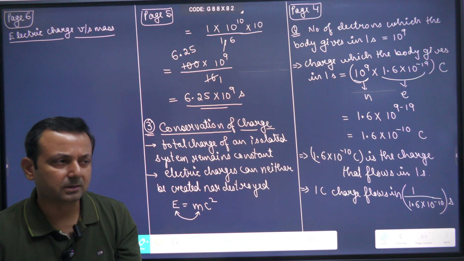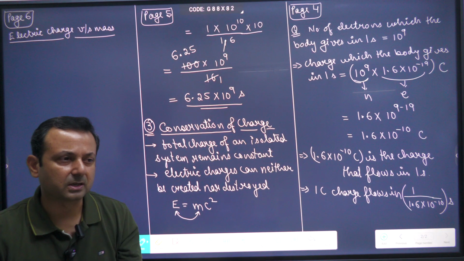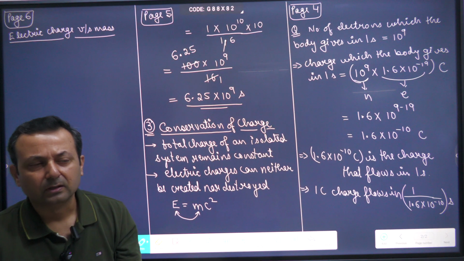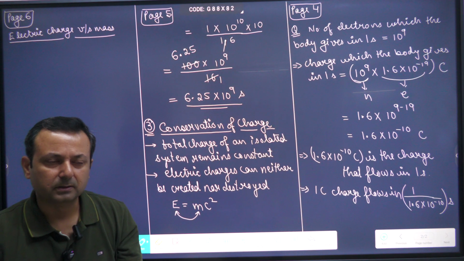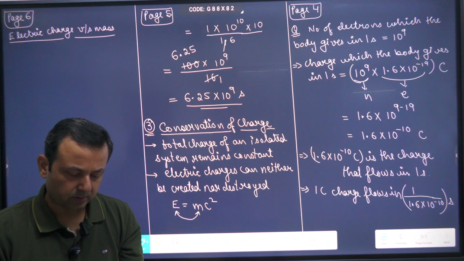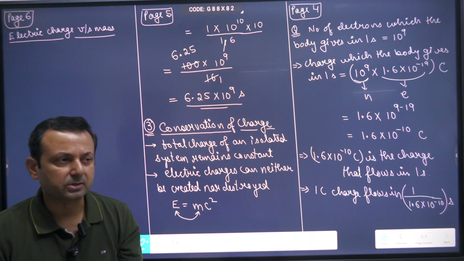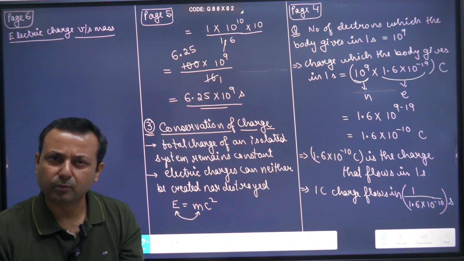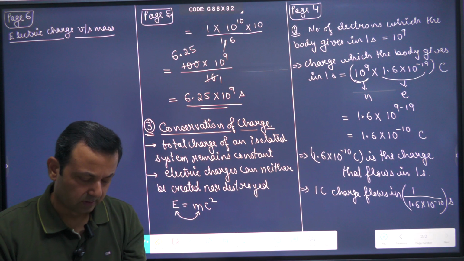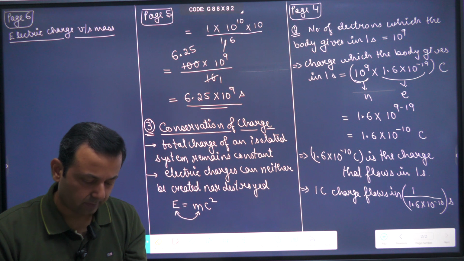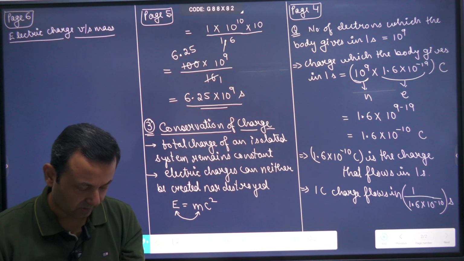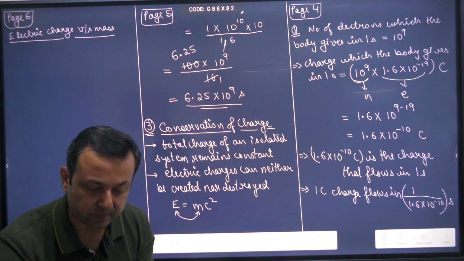Sometimes they ask in CBSE exam, point out the difference between electric charge and mass. So you may learn any 4 or 5 points. Okay, all 7 points are not required. Now, next topic is effect of speed on mass and electric charge.